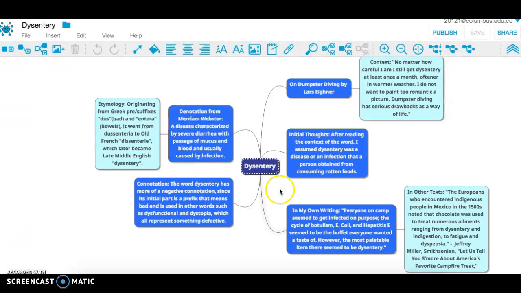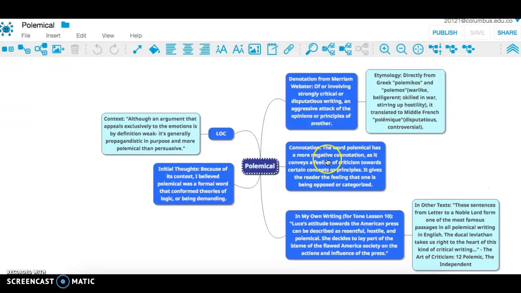So in my own writing, I didn't apply it to any word in my notebook because it's a very scientific and medical term, but if I were to use it, I would say something like, everyone on camp seemed to get infected on purpose. The cycle of botulism, E. coli, and hepatitis E seemed to be the buffet everyone wanted a taste of. However, the most palatable item there seemed to be dysentery. So this is the other text I found it from. It is a historical context, and it helped me understand that it is a foodborne illness that is obtained from food consumption and other foods that went bad or are spoiled.